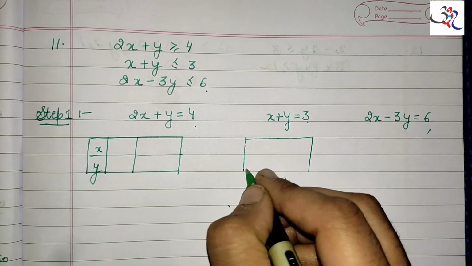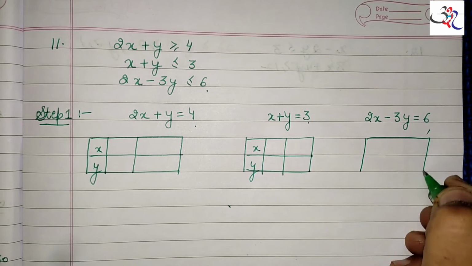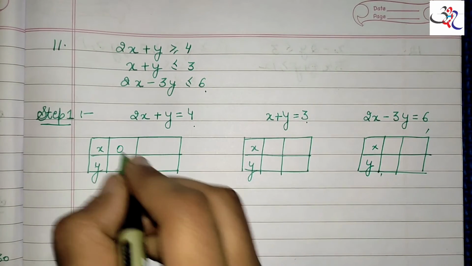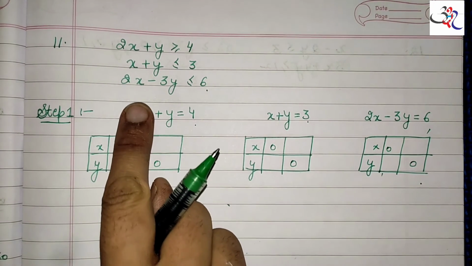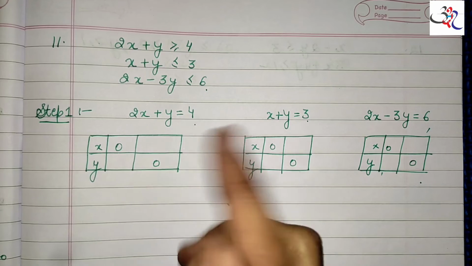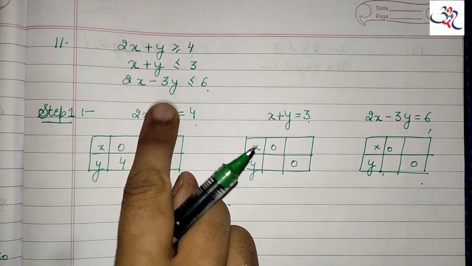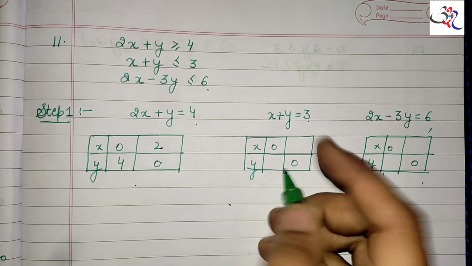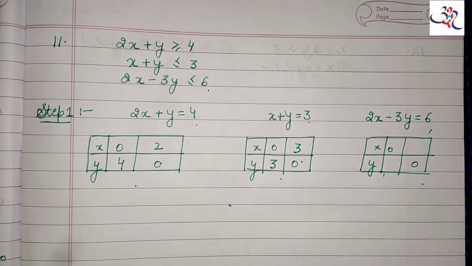What we will do, we will imagine that my x and y coordinate are equal to 0 for all the lines. Once my x coordinate is 0 and once my y coordinate is 0. If my x coordinate is 0, then y will be equal to what? Y will be equal to 4. If my y coordinate is 0, then my x coordinate will be equal to 2. If x coordinate is 0, then y coordinate will be equal to 3. And here, if my y coordinate is equal to 0, then my x coordinate will be equal to 3.